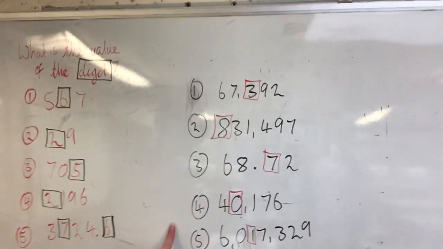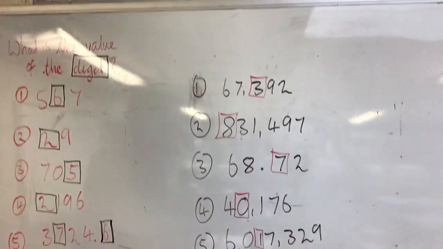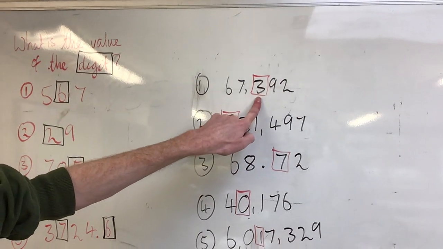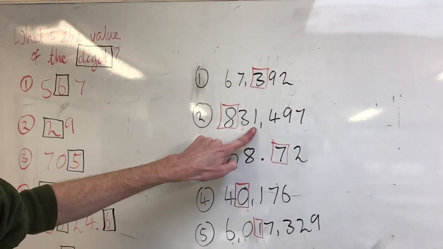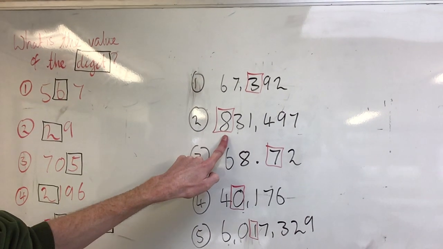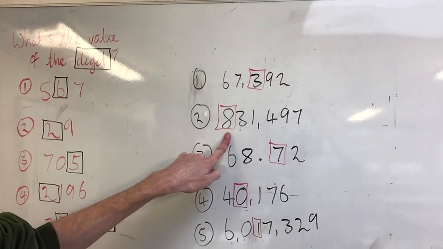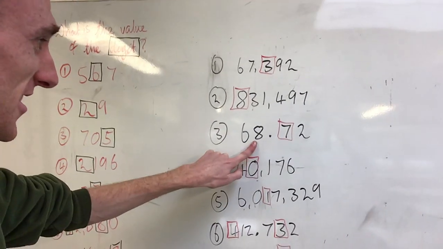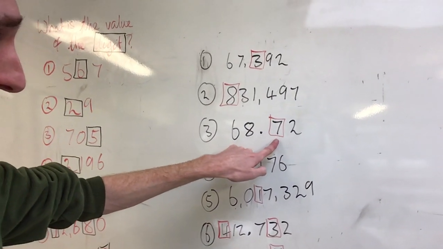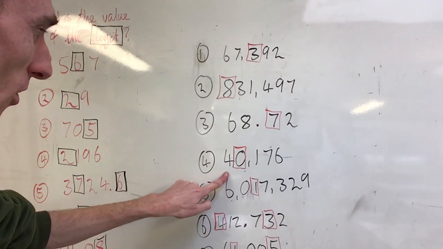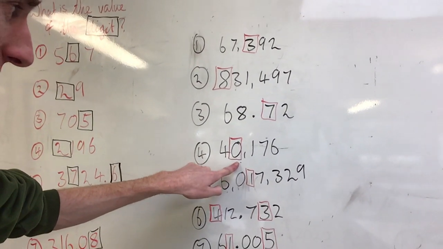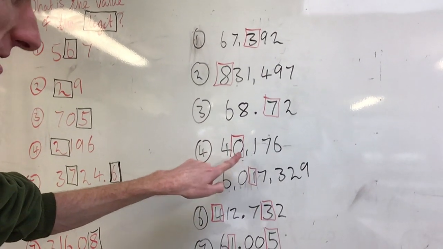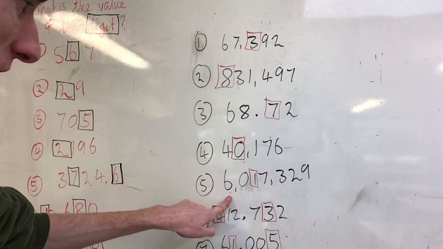Moving over to the black side, the dark side you might call it, if you wanted. We've got 67,392, that's 3 hundredths. 831,497. We've got 800,000 there. Don't get caught out. It's not millions, not gajillions. It's just 800,000s. Number 3, 68.72. We've got 7 tenths. Number 4, 40,176. There are actually 0 thousands there in that column. 4 10,000s, 0 thousands.